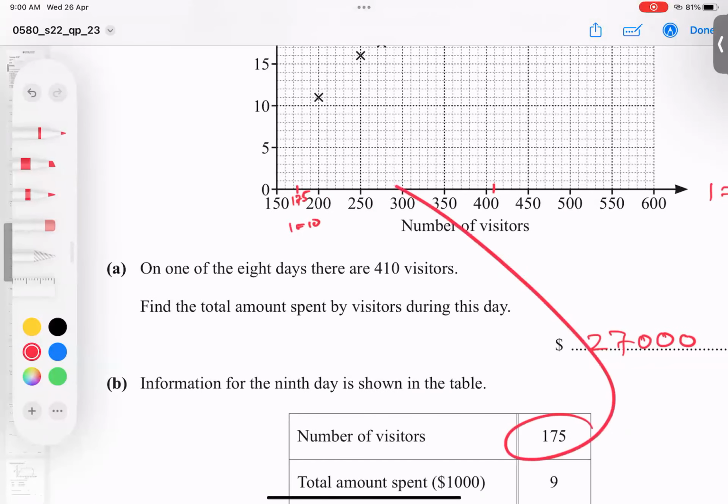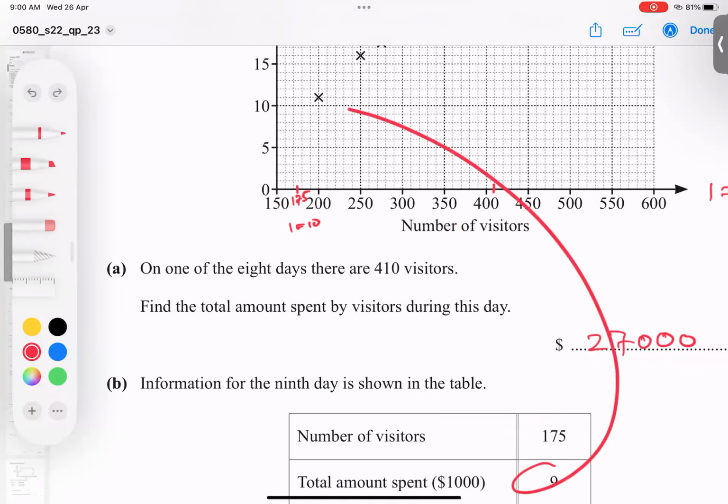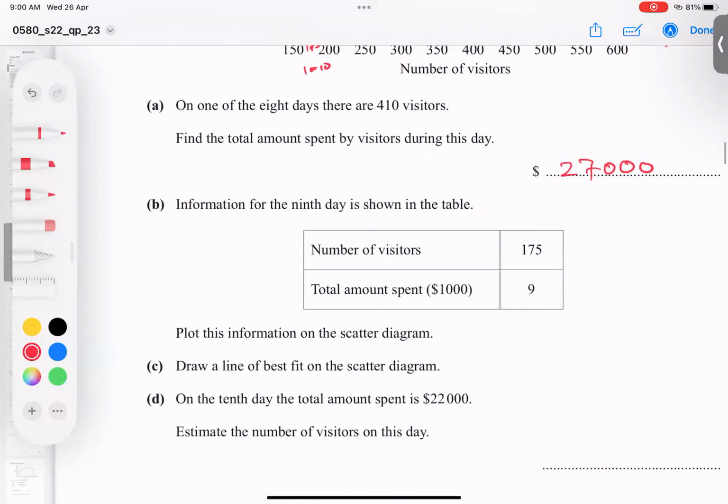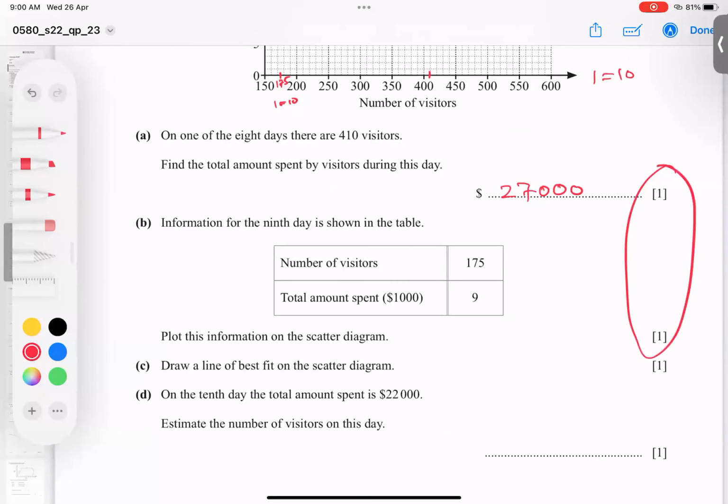So 175 is here, and 9 is way up along the y-axis, one box down. So it's going from here, and this is the point I'm looking for. And I believe you're understanding what is going on up till now. So this is the point I was looking for, and this is done. And now what is the next part? This is 2 marks, got it.